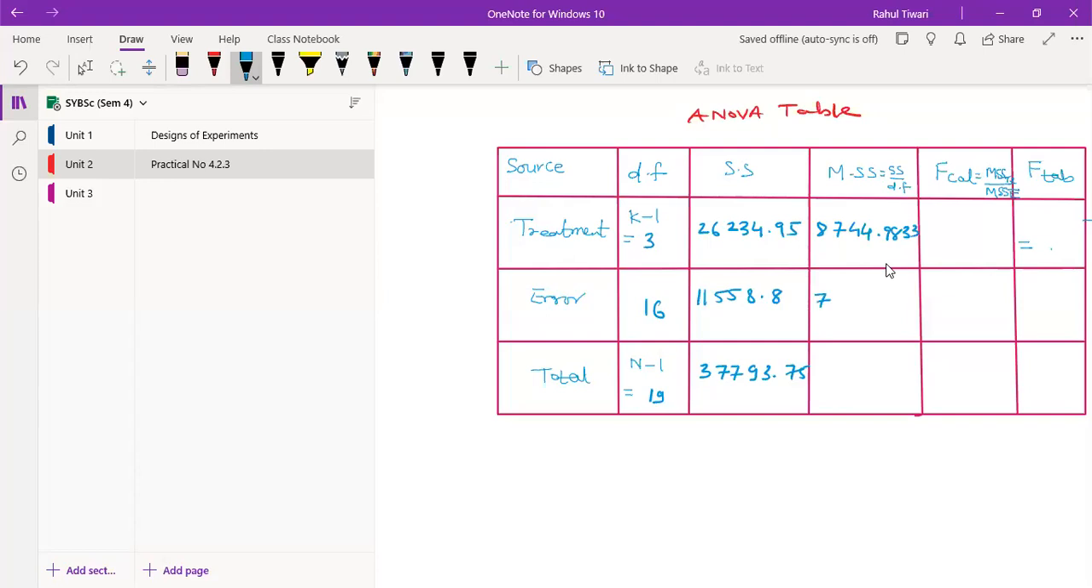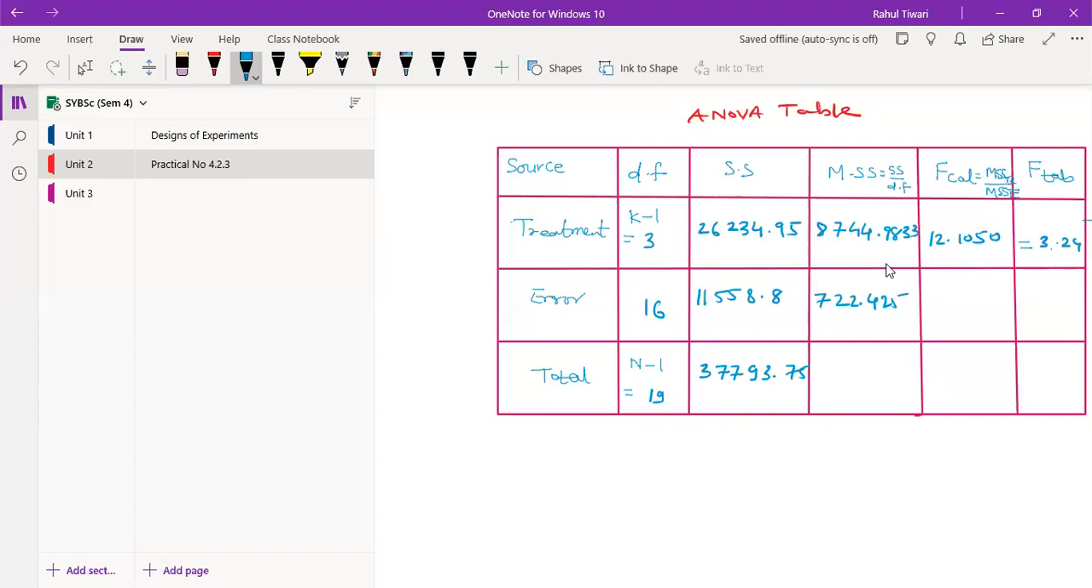722 upon 421. And when you divide this mean sum of squares due to treatment by the error mean sum of squares, you will get F calculated, which is 12.1050. And you can check that the tabulated value is going to be 3.24. Just check whether this is the right one.